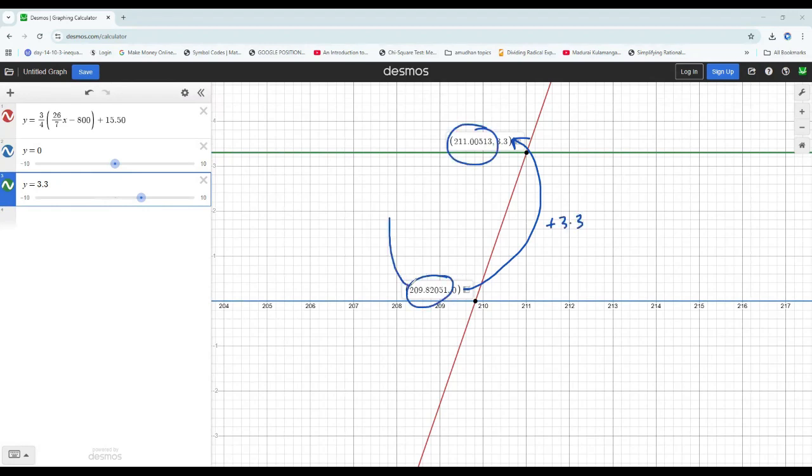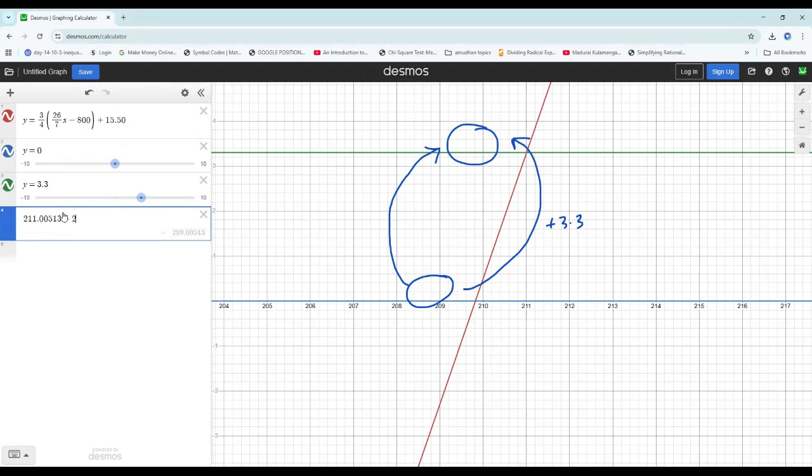Now I have to find how much x is getting increased. That is how much the temperature in degrees Celsius is getting increased. For that, we have to find the difference between the two x values. That is, we subtract the smaller value of x from the bigger value of x. Let me do the calculation here. First, the bigger value of x, that is 211.00513, minus the smaller value of x, which is 209.82051. Here I got the difference.